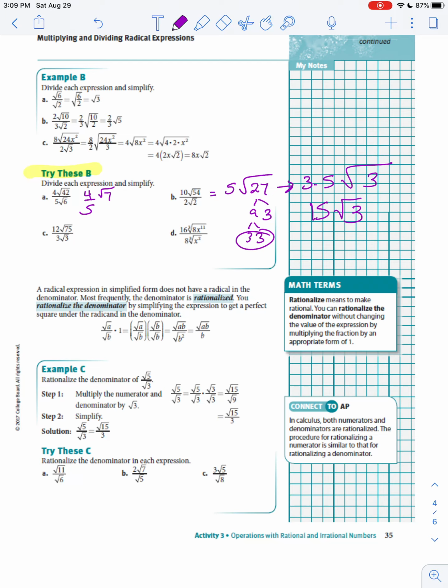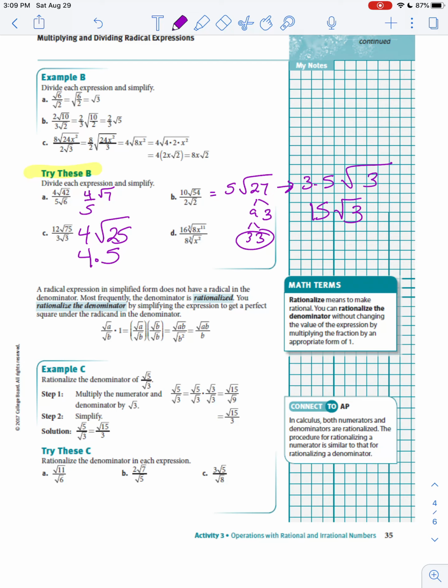Okay, part C, very similar. I'm going to take 12 divided by 3 and get 4. And then root 75 divided by root 3 is root 25. Okay, but then what is the square root of 25? It's 5. There is no radical left in this problem.